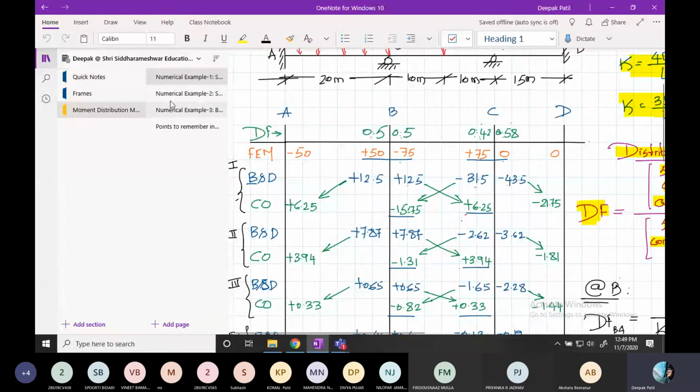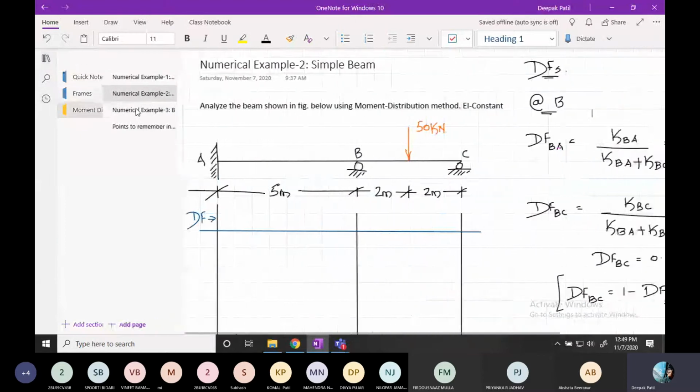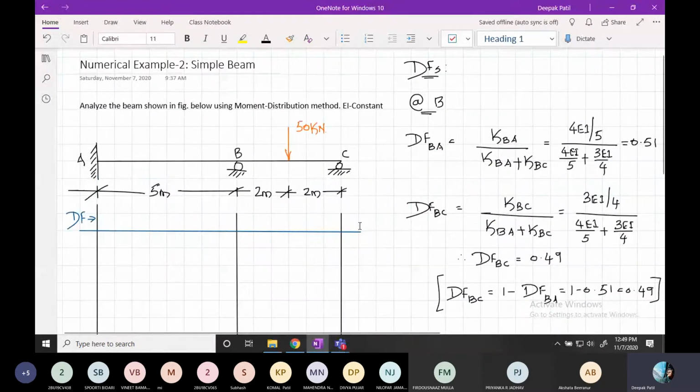Then after that, we'll take one more very simple numerical example, much simpler than the previous one. But a few things are involved in this numerical example, so I will explain them now.